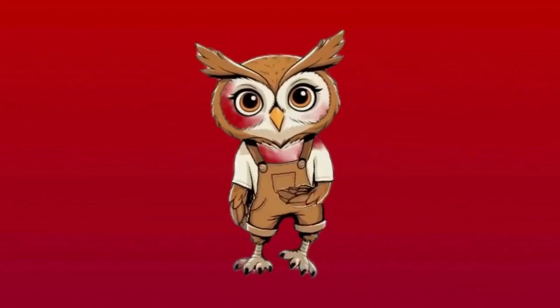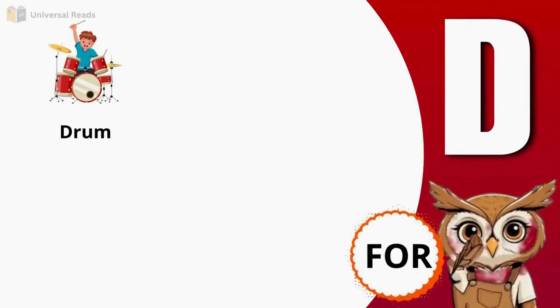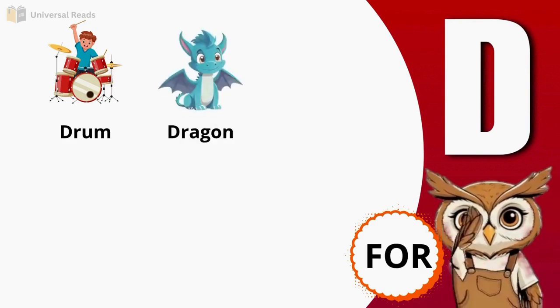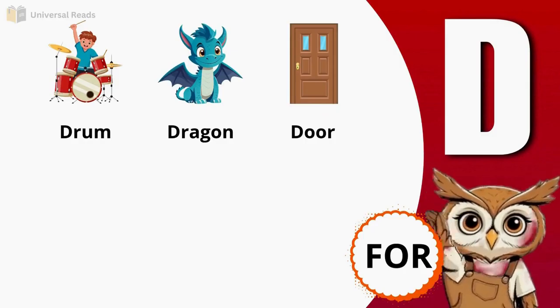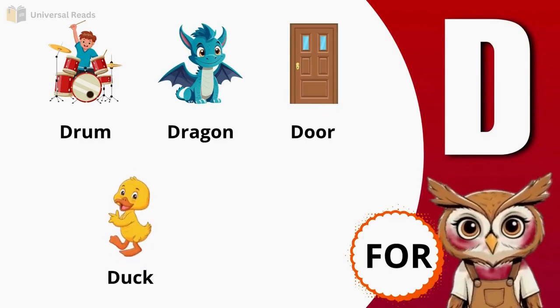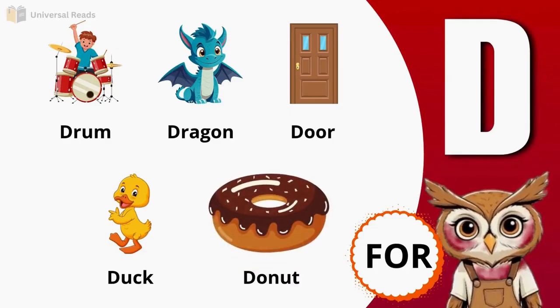Cracking work! Now let's move to the letter D. D is for drum. D is for dragon. D is for door. D is for duck. D is for donut.